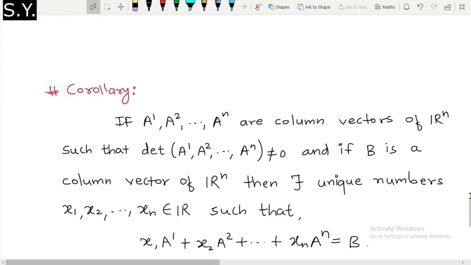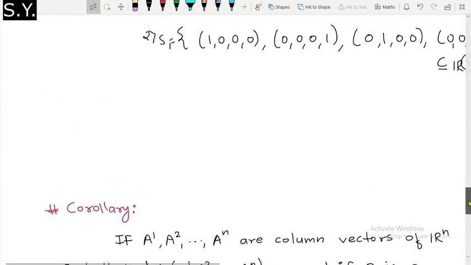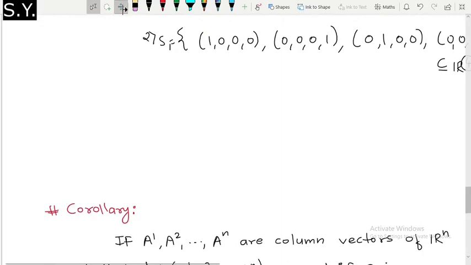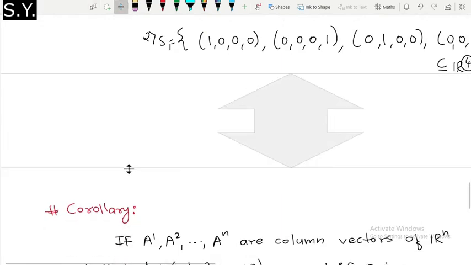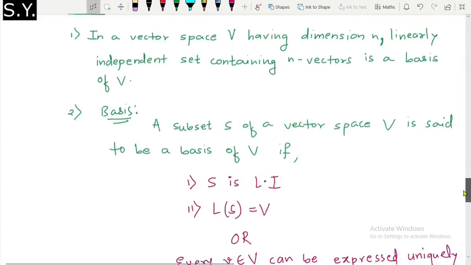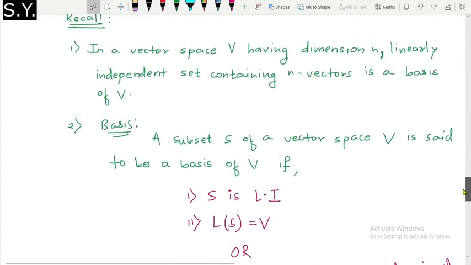One is the definition of basis and another one is the theorem, one theorem that will be required here. Okay, so let us see what we are supposed to recall.